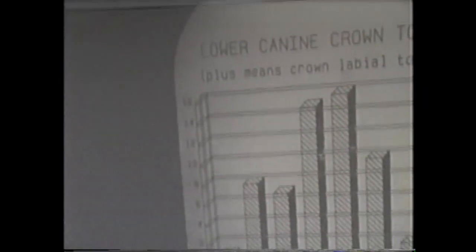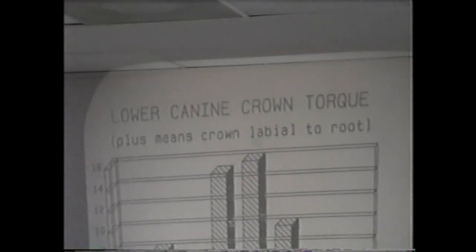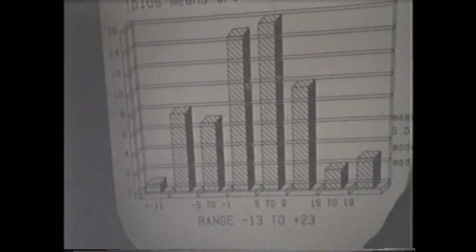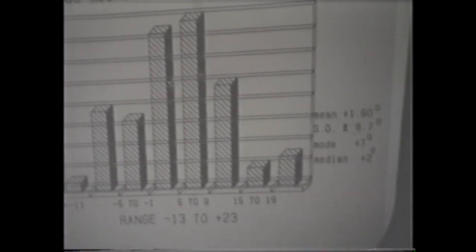So when I began to look at these curves here, I thought we'd better start designing for the pattern of the patient. Now this is the lower canine crown torque. Plus means the crown is labial to the root. The range was minus 13 to plus 23. The mean was plus 1.6. We had been putting plus 7 on the lower canine. So we reduced that down to 2. So we changed that design. The upper canine, I'll tell you, has not been changed. So the upper canine has more labial crown torque or lingual root torque than does the lower canine.